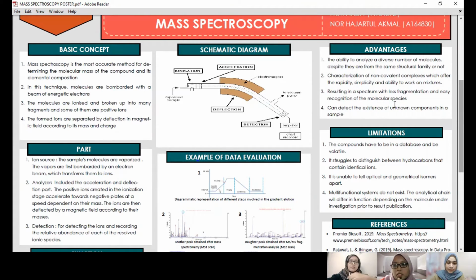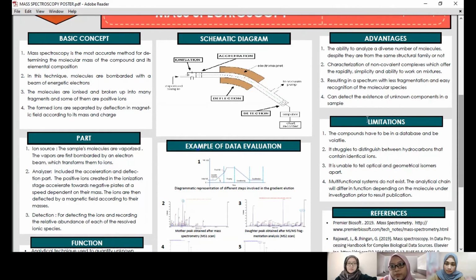Next, for the advantages of the mass spectrometer, first is the ability of the mass spectroscopy to analyze a diverse number of molecules, whether from the same structural family or not. Next, the mass spectroscopy can characterize non-covalent complexes, which offers rapidity, simplicity and the ability to work on mixtures. Mass spectroscopy also can result in a spectrum with less fragmentation and easy recognition of the molecular species. Lastly, the mass spectroscopy can detect the existence of unknown components in a sample.